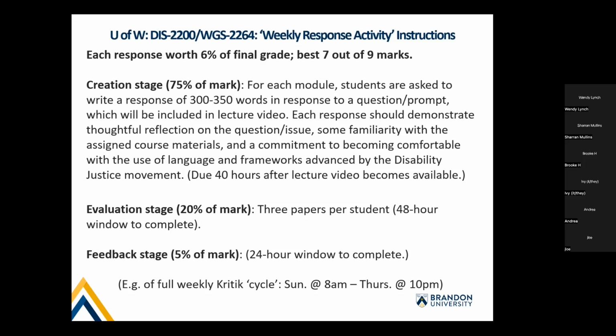In the evaluation stage, for which students received 20% of their mark on this activity, students were asked to anonymously assess and comment on 3 papers. Now, the number of papers can be set by the instructor. Kritik recommends a minimum of 3, just so each student gets a diversity of evaluations and feedback on their work, but you can set as many as you like. So for this stage, each student was evaluating 3 papers.